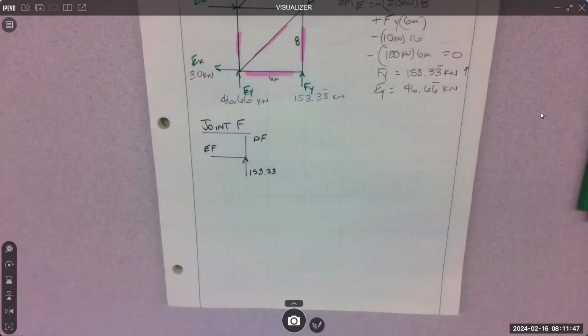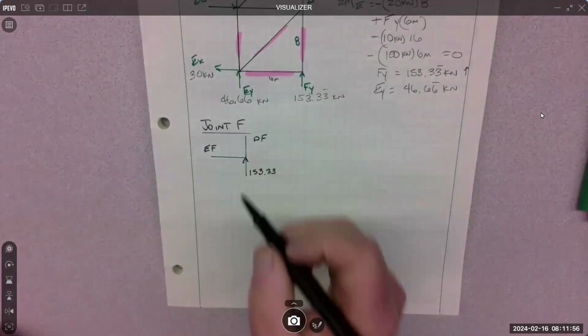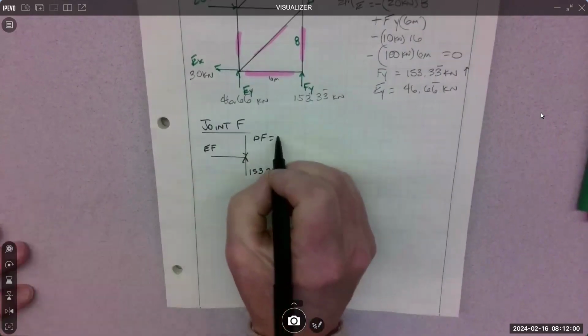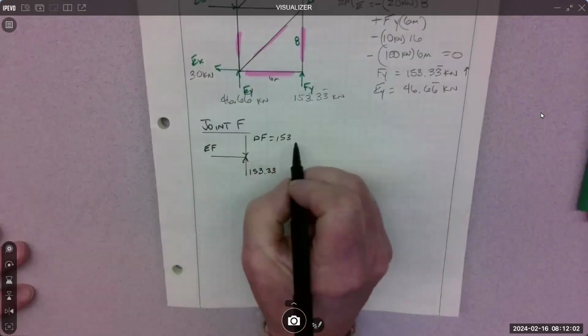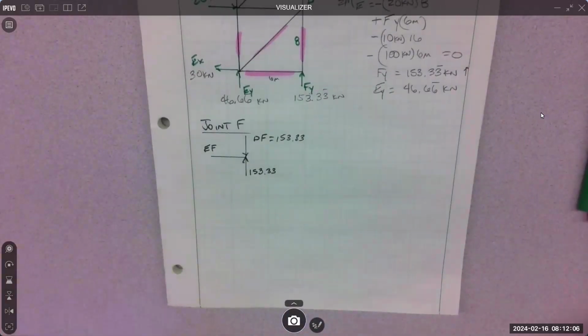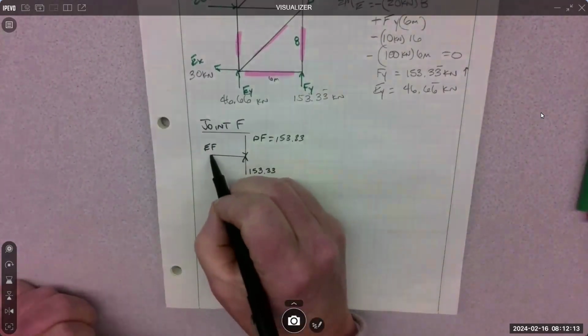Everyone okay with my drawing the F? Right, which way does DF have to go? Down. And what's its magnitude? Yep. And then which way does the EF go? That's a trick question. Yeah, out or in, either one, because EF has to be equal to what?